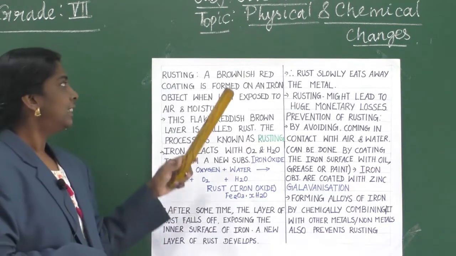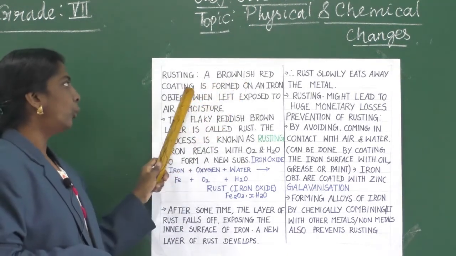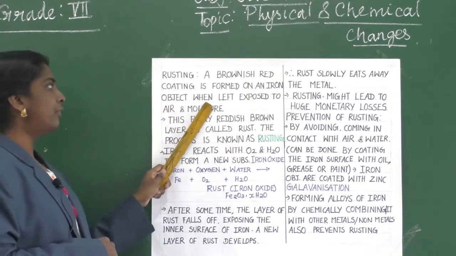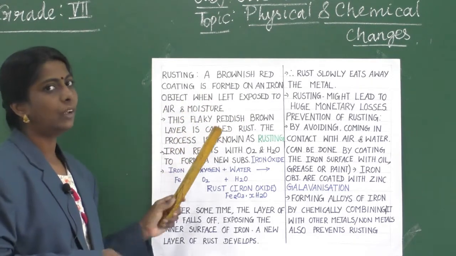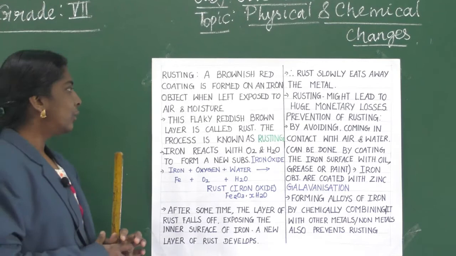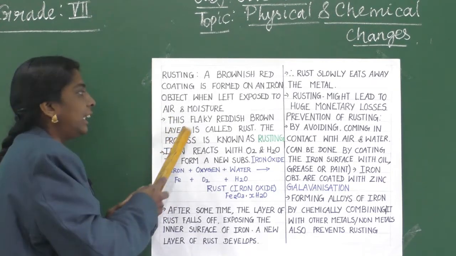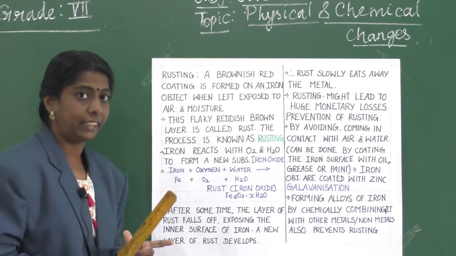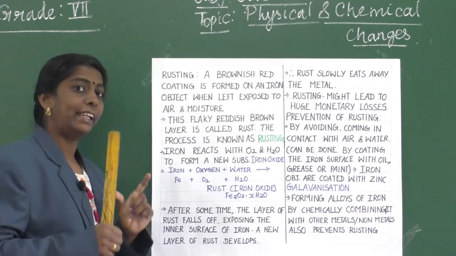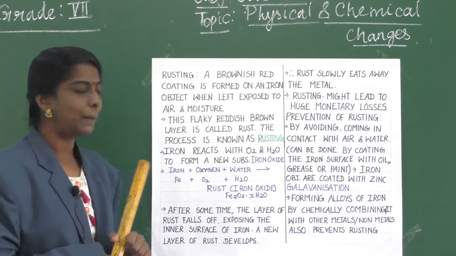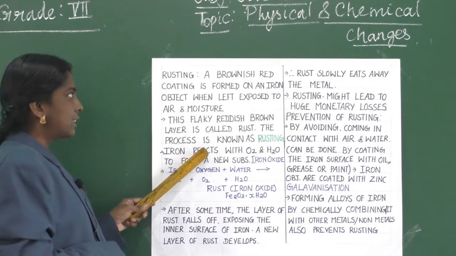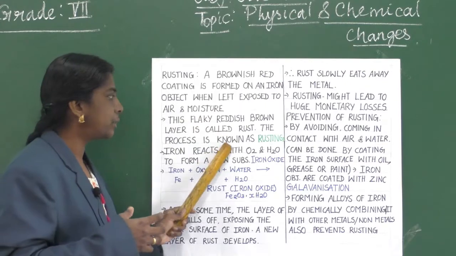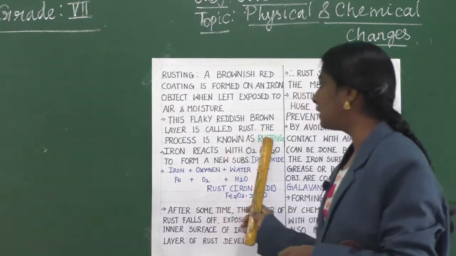Okay. So, I repeat, children, a brownish red coating is formed on an iron object when left exposed to air and moisture. So, what is this? This flaky reddish brown layer is called rust. The reddish brown layer which is observed on iron is said to be rust. Clear? Then the process is known as, so it is forming a brownish red coating, that process is said to be rusting.